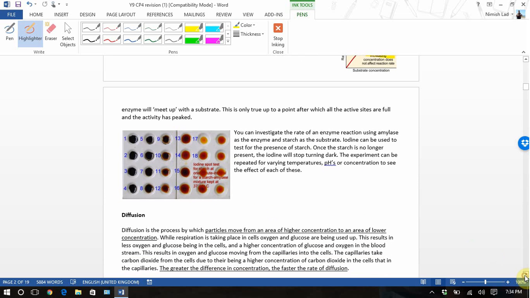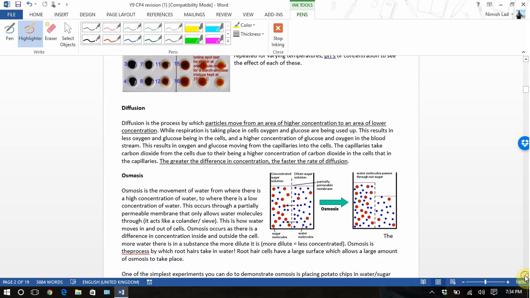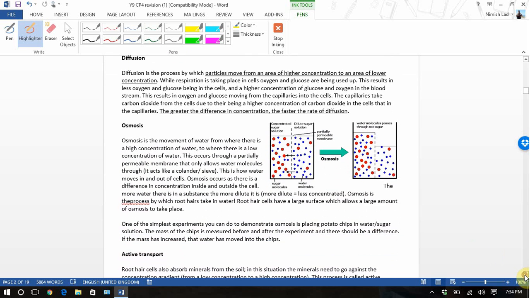So diffusion. Diffusion is where particles go from an area of high concentration to an area of lower concentration. So when respiration takes place inside the body, oxygen and glucose are being used up, so that means less oxygen and glucose in the cells, there's more in the blood, so it goes from the blood to the cells, higher to lower. The greater the difference in concentration, the faster the rate of diffusion.